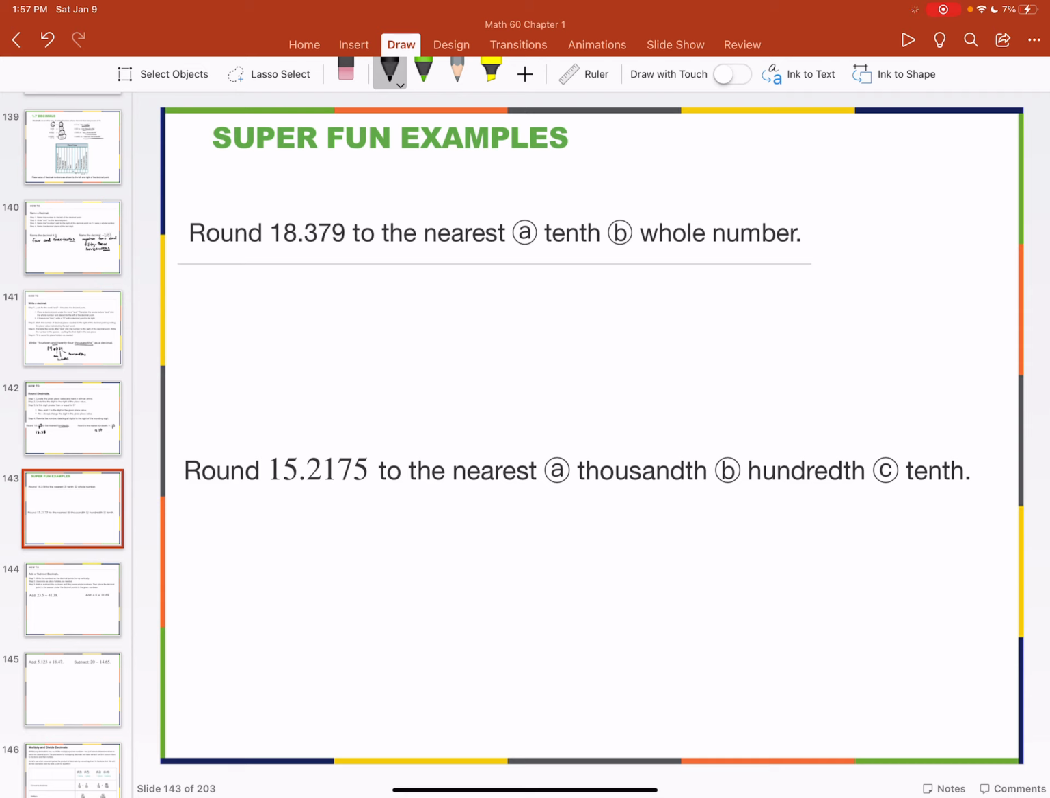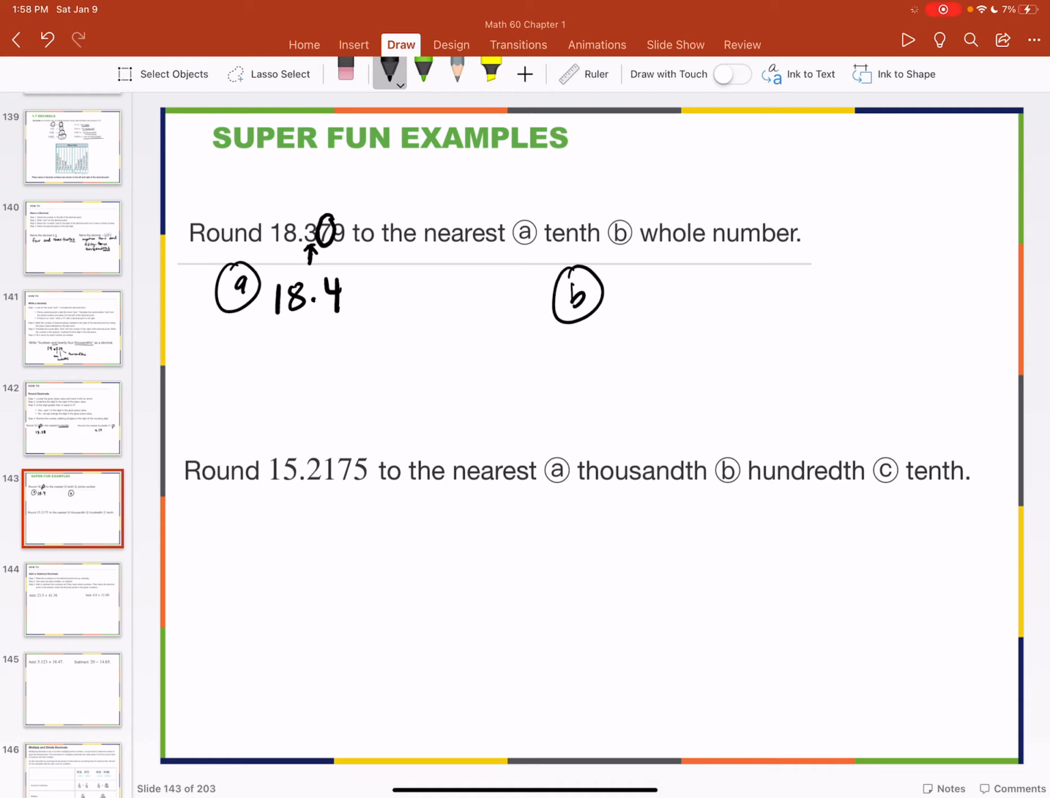Yes, we did this one to the nearest tenth and the nearest whole number. Again, this was the tenths place. For the tenths place, we would look at the hundredths to see whether to go up or down. So this is going to be 18.4, or 18 and 4/10.